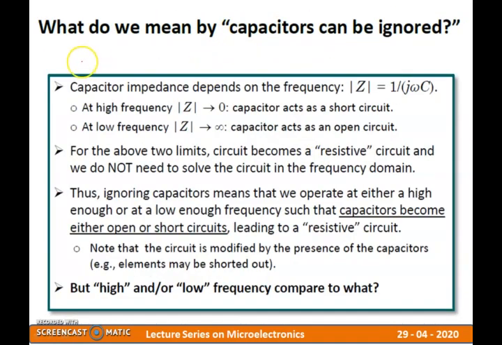Now when I make a statement, what do we mean by capacitors can be ignored? What exactly does it mean? Now, to get an insight into this particular aspect, a small explanation with respect to how capacitors impact the frequency, how capacitor and frequency are interlinked.